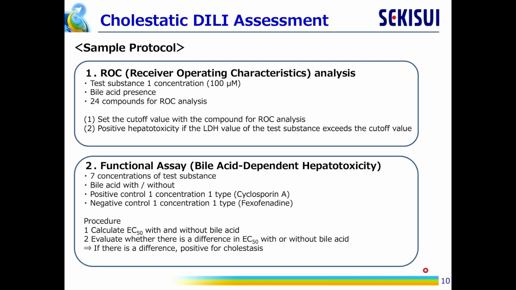Today, I'd like to introduce two examples of study design we can offer. First is ROC analysis. We use 24 compounds for which we have clinical information. Using these compounds, we conduct the in vitro assay I just walked you through and calculate cutoff LDH values. Then we evaluate your compound's toxicity by comparing your compound's LDH release value. I'll explain the detail in the next slide. The second option is an evaluation of cholestasis. In this study, we conduct concentration-dependent toxicity tests with and without bile acid to get corresponding EC50 values. I'll explain the detail later.